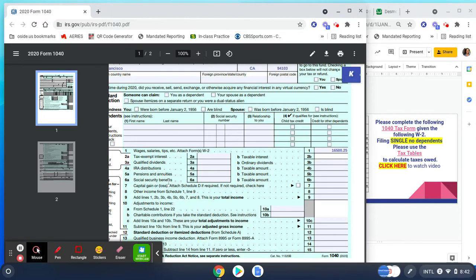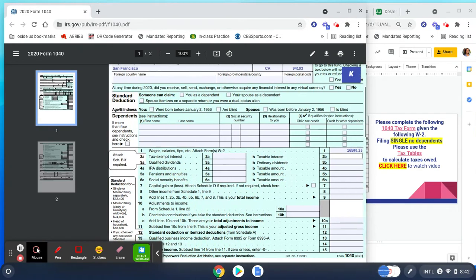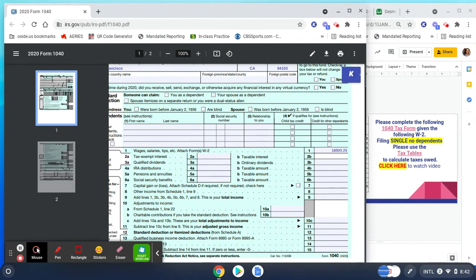Next is a whole bunch of incomes that someday might be something you have to worry about, but right now we don't. For example, line 2A, tax exempt interest. Do you receive any of that? In our case, Erin Hills does not. Qualified dividends. That would be if Erin Hills had some stocks that were paying her in dividends, but Erin Hills does not. She just has her W-2. IRA distributions. Erin Hills is young. She did not take any IRA distributions. That's a retirement account. Pensions and annuities. Again, that's a retirement account. None for her. Social Security benefits.